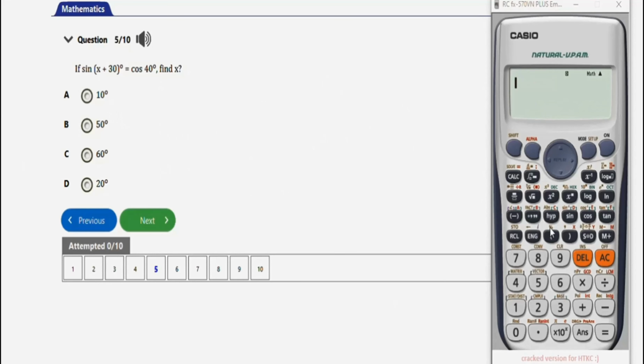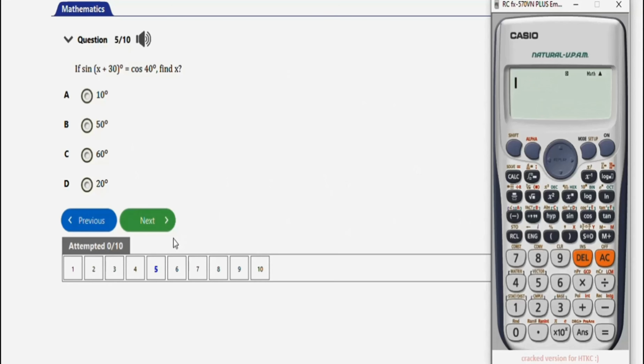Alright, so guys, let's check option D before we check B and C. So we have sine 50, 0.766. Exactly, it has to be option D. Let's check by cos 40. Close the bracket. 0.76 exactly. So the right option for this question is what? Option D. So that's it for this question.